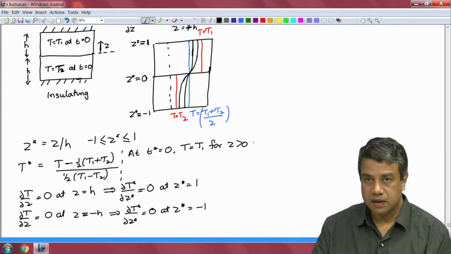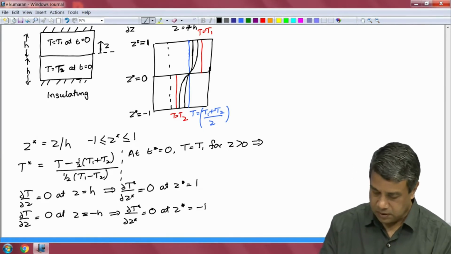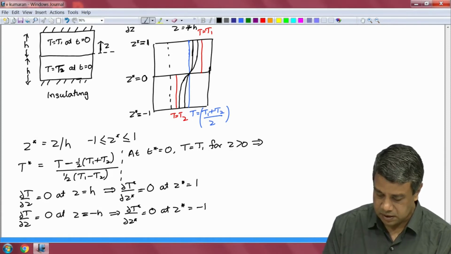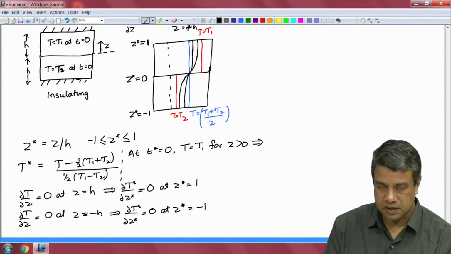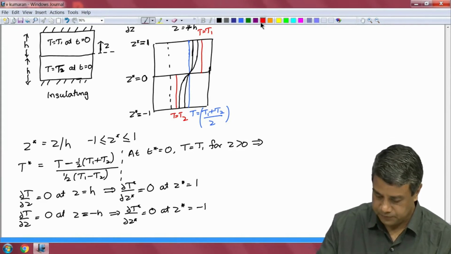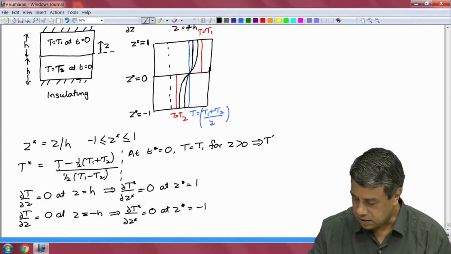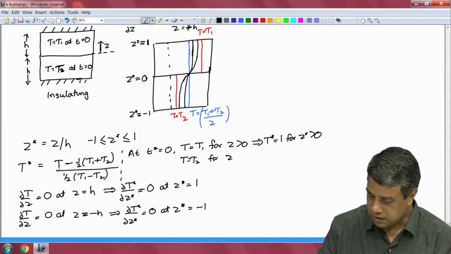If I substitute T1 here, T is equal to T1, I get T1 minus half of T1 plus T2 by half of T1 minus T2. Just substitute T is equal to T1 in this expression, and I will get that T star is equal to 1 for Z star greater than 0, and T is equal to T2 for Z less than 0.